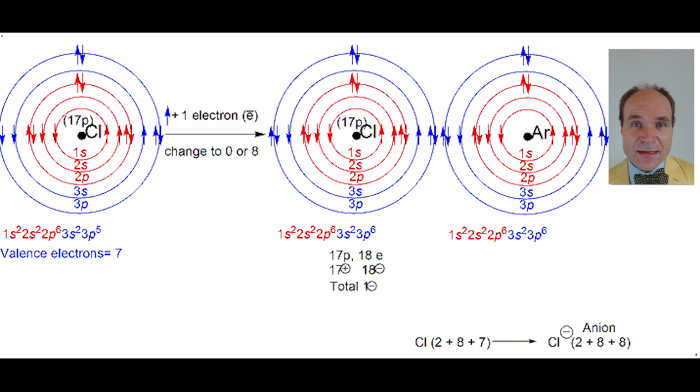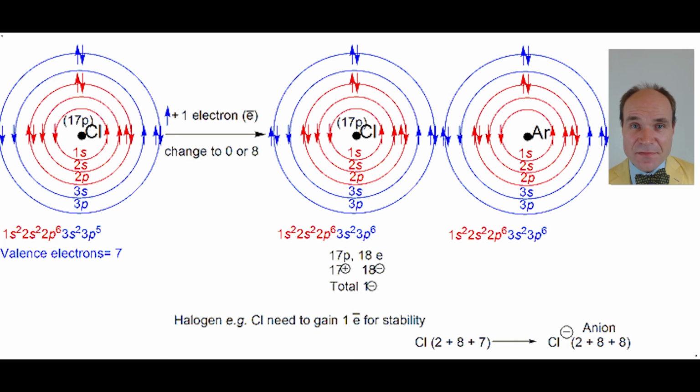Chlorine is a halogen, and all halogens have 7 electrons in their outer shell, so they behave in a similar way: they seek 1 more electron to gain extra stability. And they do this through making ionic bonds.